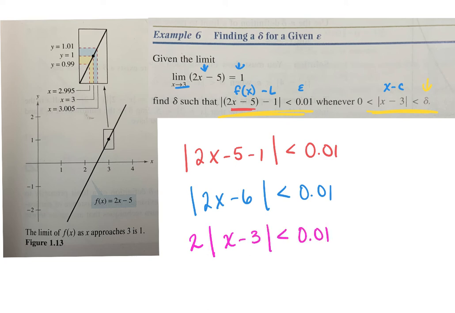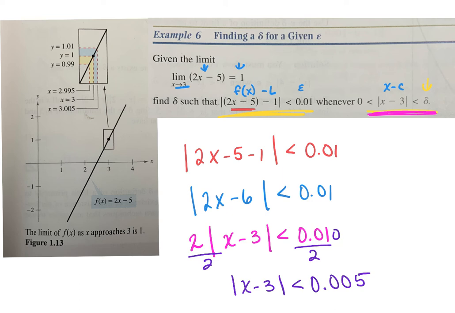All right? What am I trying to make it look like? This guy right here. I'm almost there. What do I need to do? Divide both sides by what? 2. So I am going to divide both of these sides by 2. So I have x minus 3 right here. What is 0.01 divided by 2? It's like 10 divided by 2. You can just put a 0 here, right? So does this guy look like this guy? Yes, it does. So then what does that make my delta?